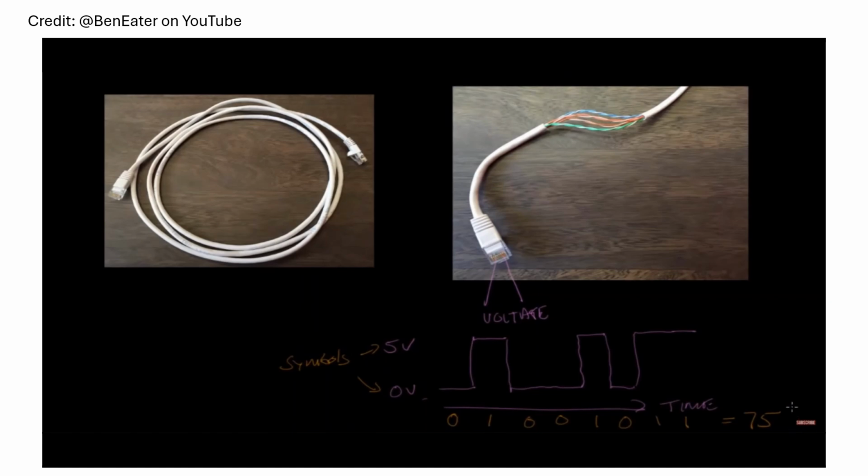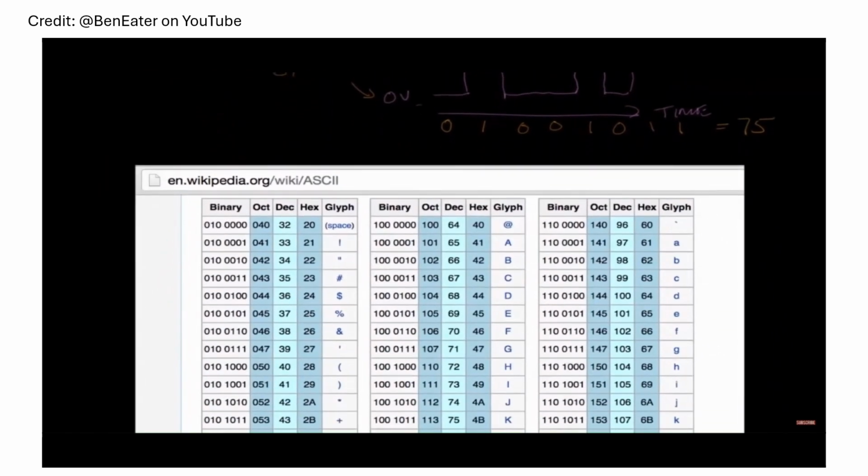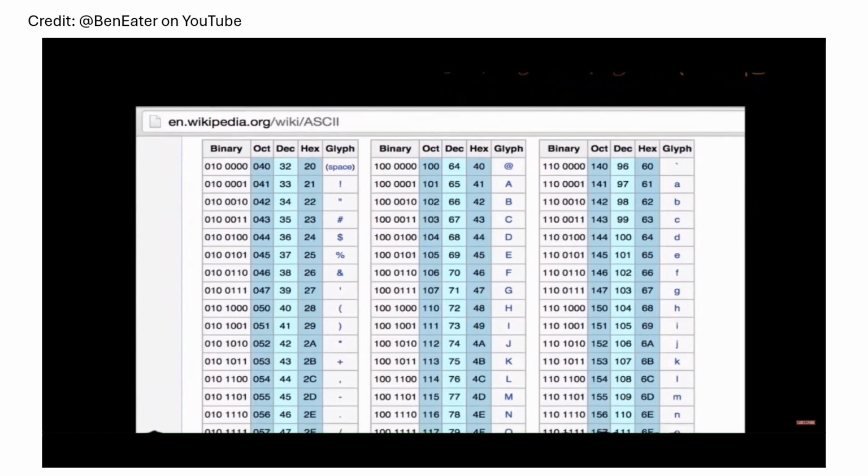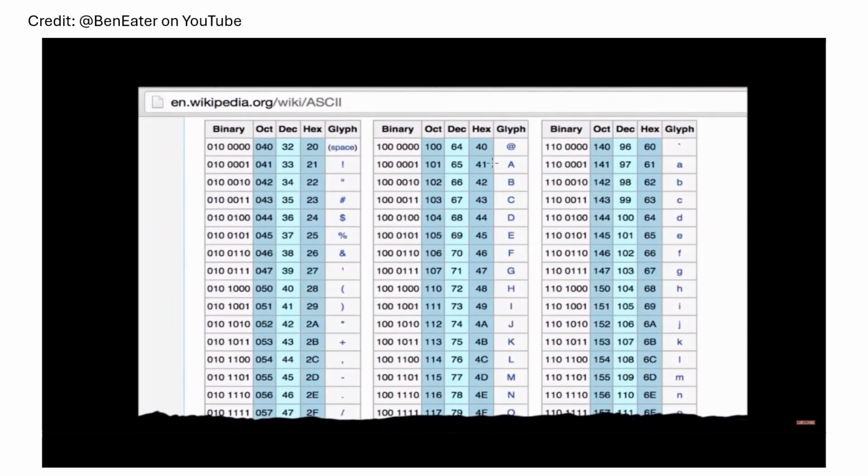But what if we want to send text? Well, since we can send numbers, really all we need to do to send any message we want is to agree on a mapping between a number and then a letter or symbol or some other character. And so one of the most common agreed upon mappings is ASCII. And I got this from Wikipedia as just an example of what ASCII looks like. And it's just this table that maps between numbers and they call it a glyph, but it's basically just a character, a letter of some sort.